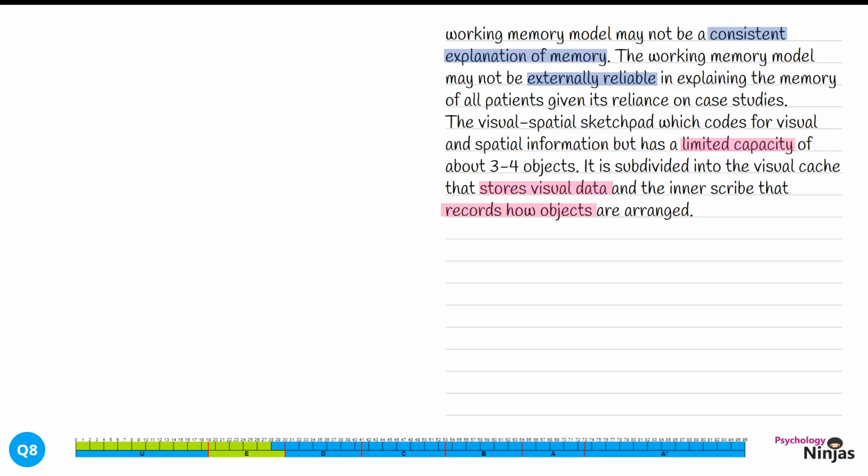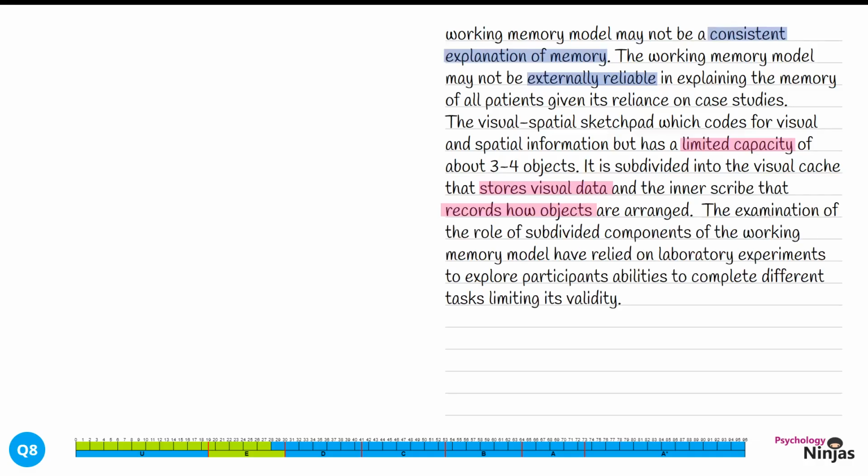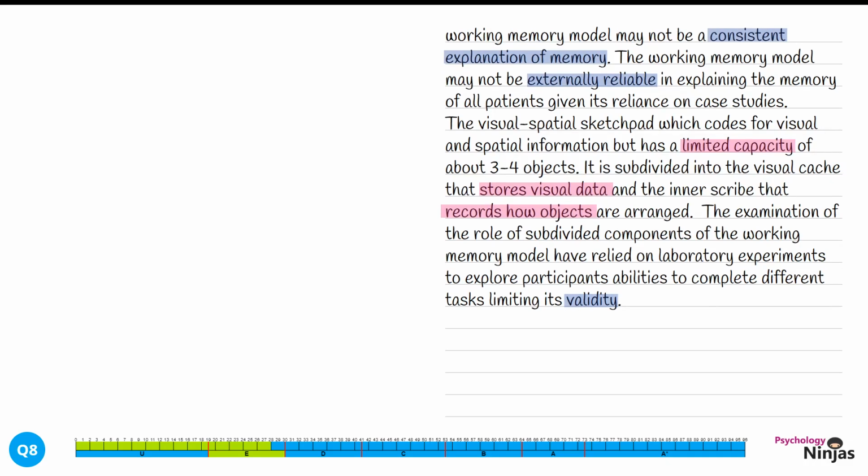Our evaluation is going to focus on the research methods that are being used. The examination of the role of subcomponents of the working memory model have relied on laboratory experiments to explore participants' abilities to complete different tasks, limiting its validity. We've linked our problems with laboratory experiments back into validity, talking about the accuracy of this particular research method. We're going to talk about specific ways in which laboratory experiments lack validity.